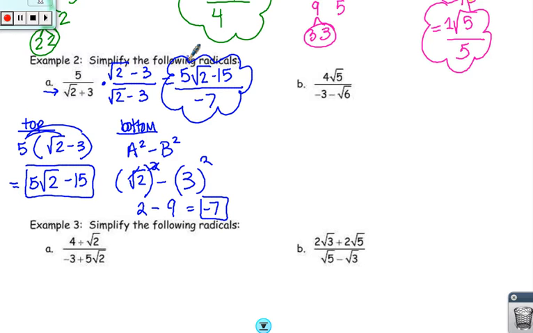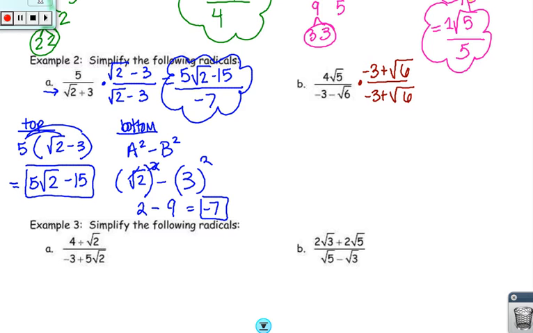Okay? So you multiply the top and the bottom by the conjugate. You distribute on the top. On the bottom, you just do a squared minus b squared. All right, let's look at b. 4 square root of 5 over negative 3 minus the square root of 6. We have to take the conjugate here because I have two pieces on the bottom. So negative 3 minus the square root of 6, its conjugate is negative 3 plus the square root of 6.